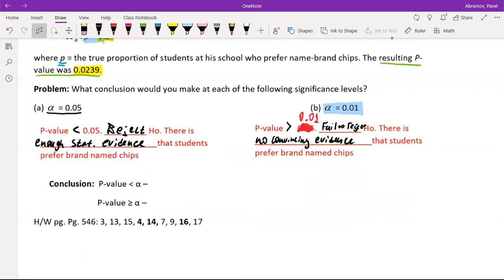Okay, so in conclusion, remember p-value is the probability of getting the result that you've gotten from your sample by chance alone, and you compare it to the significance level alpha. And if your p-value is less than alpha, then we reject the null hypothesis. And if the p-value is greater or equal than alpha, then we fail to reject the null hypothesis.